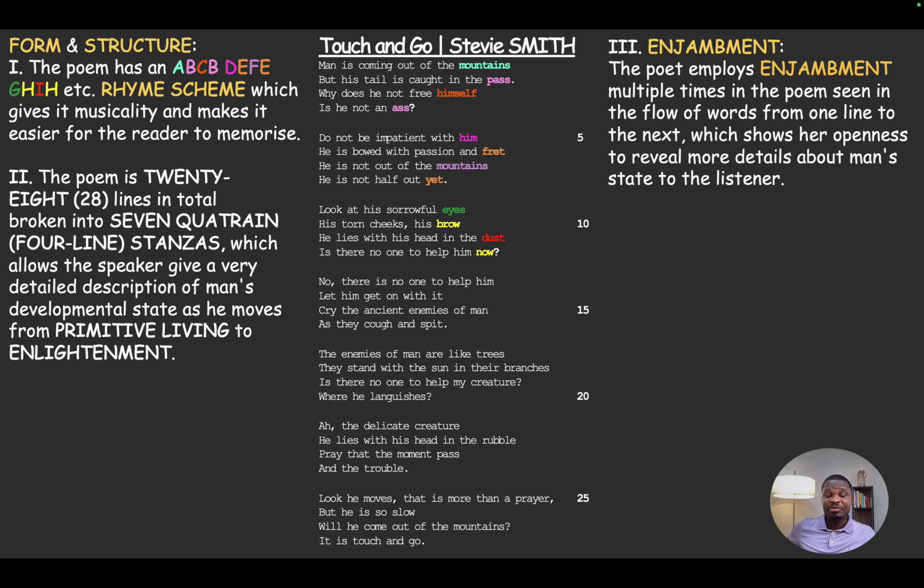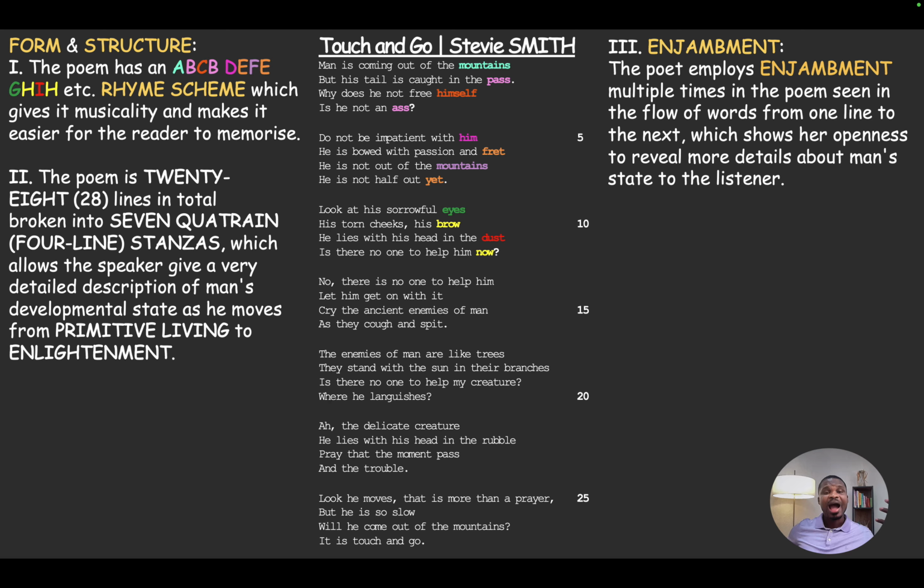Now, again, in terms of form and structure, the poem has 28 lines in total, broken into 7 quatrains, or 4-line stanzas. Quatrain just means 4-line, which allows the speaker to give a very detailed description of man's developmental state as he moves from primitive living to enlightenment. Then we also see the use of enjambment, the flow of words from one line to the next without pause. It's useful because it reveals the speaker's openness to reveal more details about man's state to the listener.